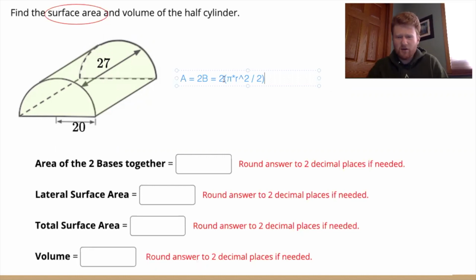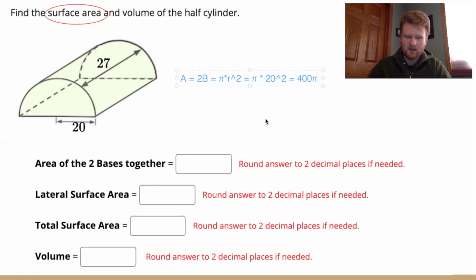But you'll notice now we times by 2 to get both bases, and then we're dividing by 2. So we can really just cancel those out, and we can look at this as the area of both bases together is just pi r squared. Because if you have 2 semicircles, that forms one complete circle, or full circle on its own. So we're going to get pi times 20 squared, which equals 400 pi.